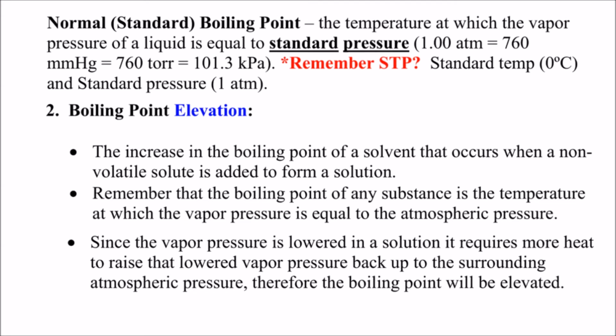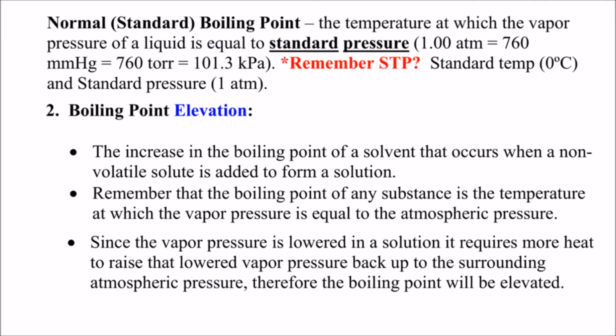Okay, remember the normal or standard boiling point is the temperature at which the vapor pressure of a liquid is equal to the standard pressure. That's the 1 atmosphere is the standard pressure. And remember STP, that's where we get our standard temperature and standard pressure from. So the normal boiling point is whatever temperature it is when the vapor pressure is equal to 1 atmosphere. Alright, with that in mind, let's look at the second colligative property. We have boiling point elevation, meaning it's going to go up.